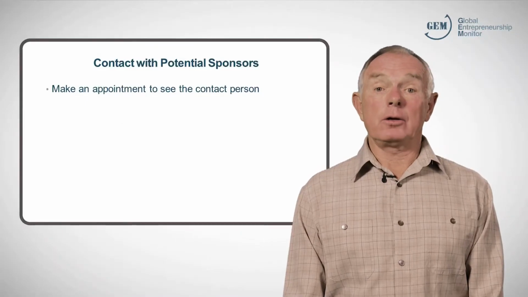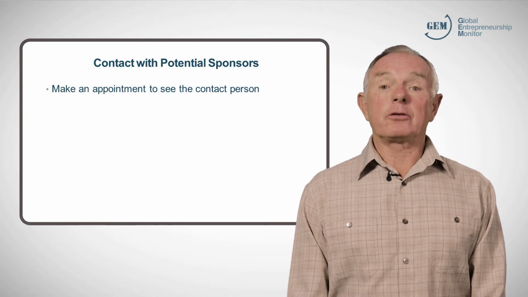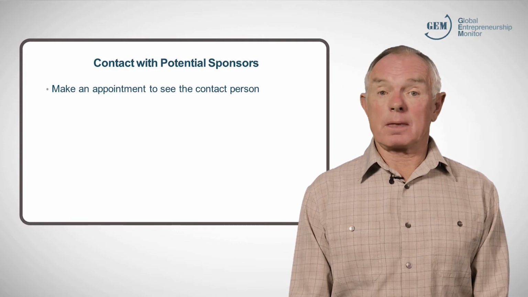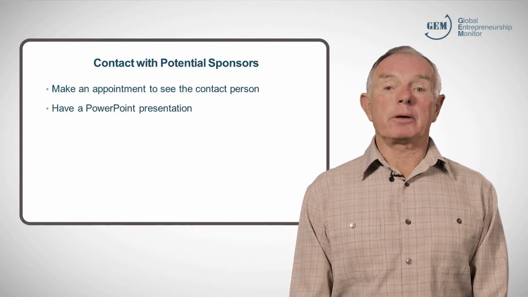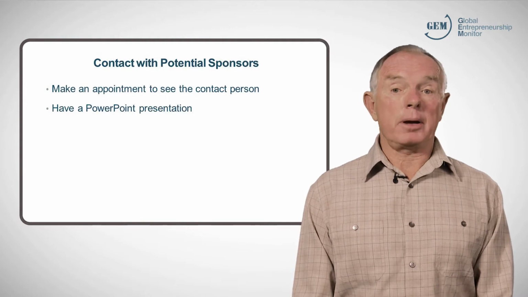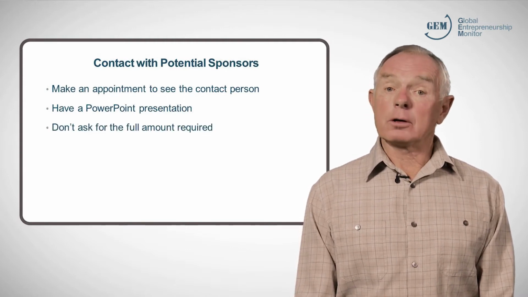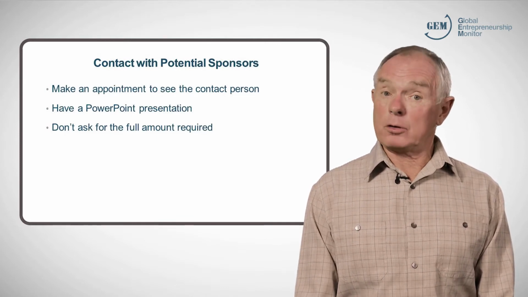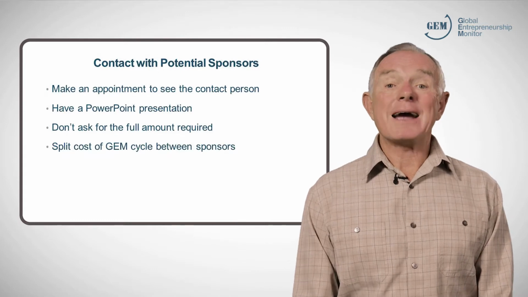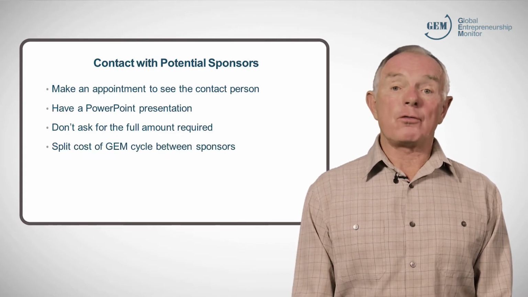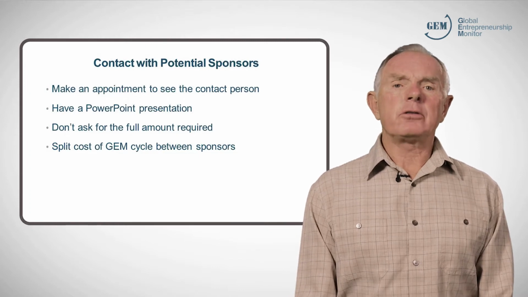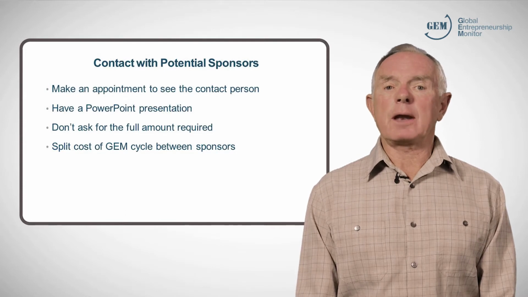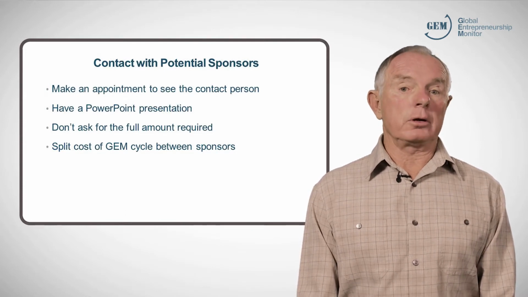Once you have identified who you are going to approach, it is a good idea to make contact with them by making an appointment to see them. Make sure you have a PowerPoint presentation with you and are fully prepared. It is often a good idea not to ask them for the total amount required to sponsor GEM for the year, but rather to divide the amount between 3 or 4 potential funders. It is less for them to commit, and many organizations like to see that other sponsors are also interested in the project.